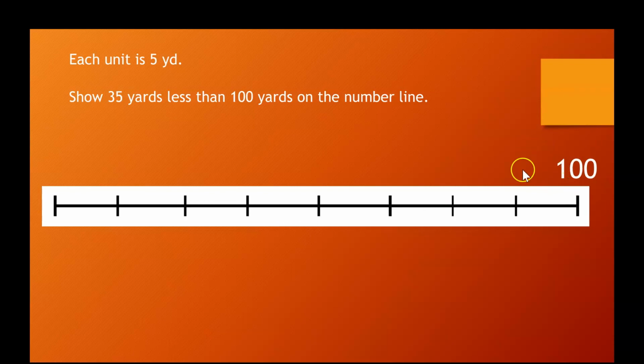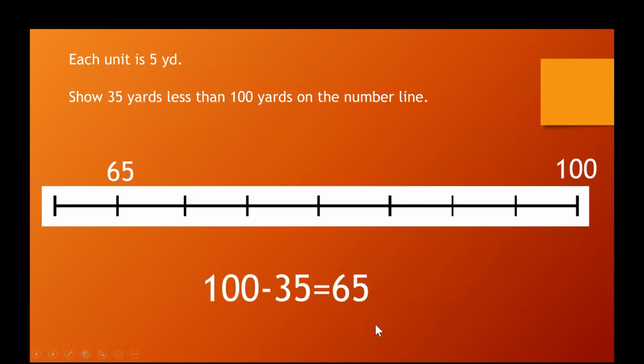100, 95, 90, 85, 80, 75, 70, 65. So 65 is 35 yards less than 100. Or we could have written 100 minus 35 is 65.